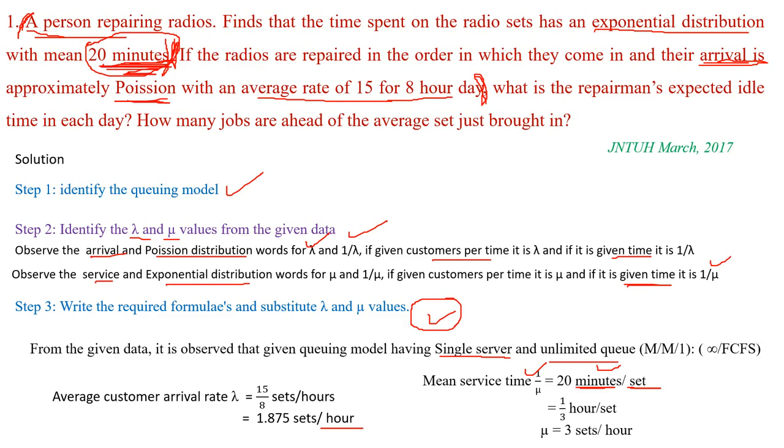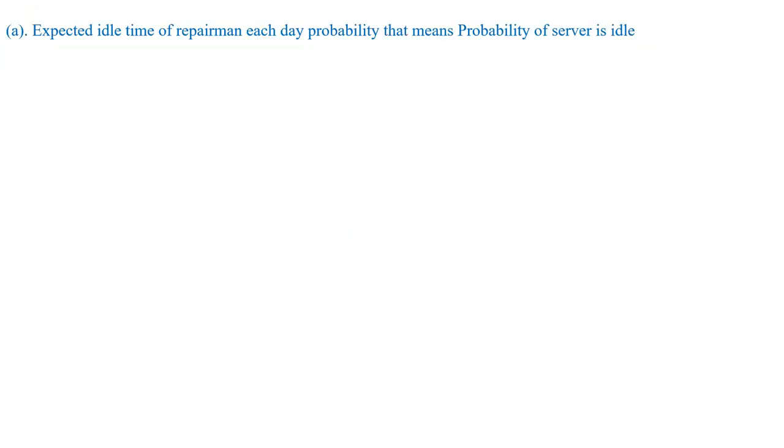Next we'll move to the third step, in which we substitute the lambda and mu values into the required formulas. What formulas are required here? We have to determine the expected idle time in each day and also determine how many jobs are ahead of the average sets in the system. So let's see the expected idle time.